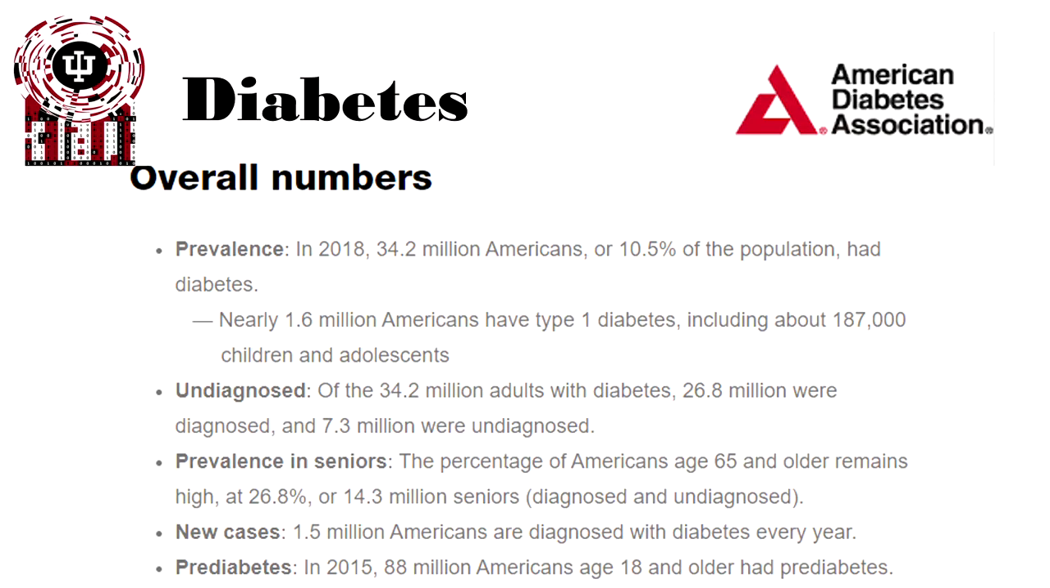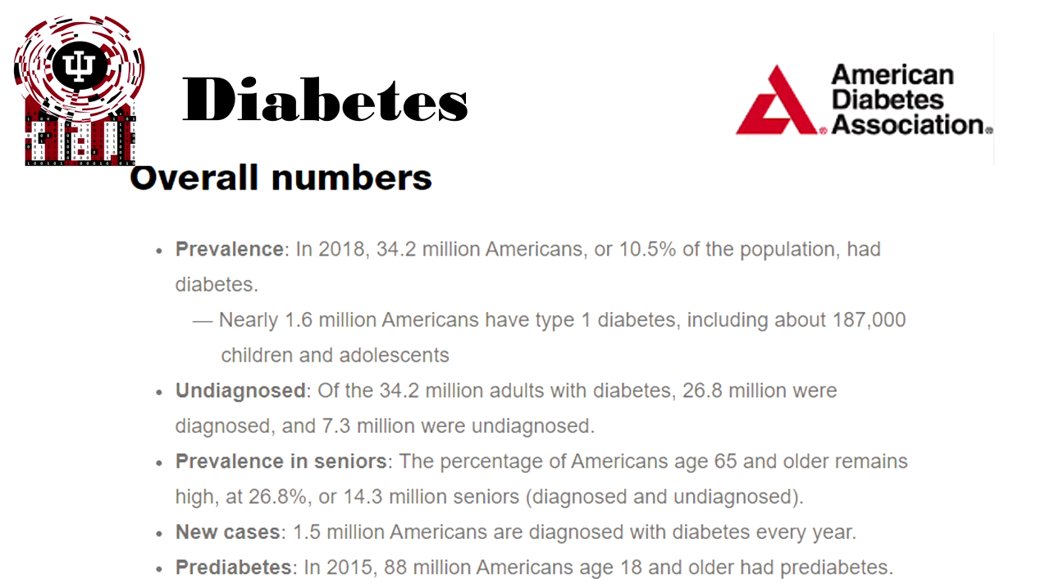Diabetes has a prevalence in the United States of about 34.2 million people, or about 10% of the population. This is according to the American Diabetes Association. Nearly 1.6 million Americans have type 1 diabetes, including 187,000 children and adolescents. Of those 34 million, approximately 26.8 million have been diagnosed and 7.3 million are currently undiagnosed in the country.